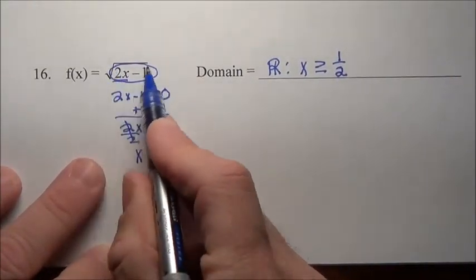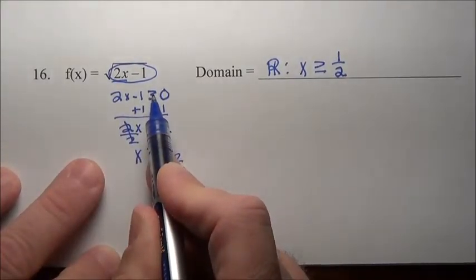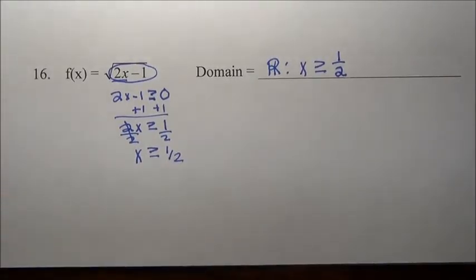When it is a square root, you take what's underneath the square root and say that it has to be greater than or equal to 0. That's how you always do anything with a square root when you're trying to find the domain.